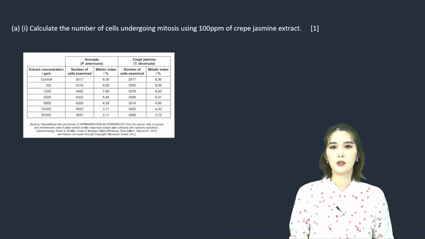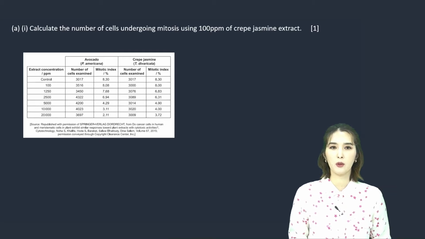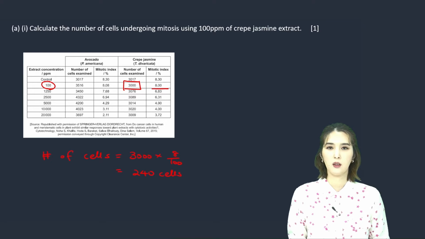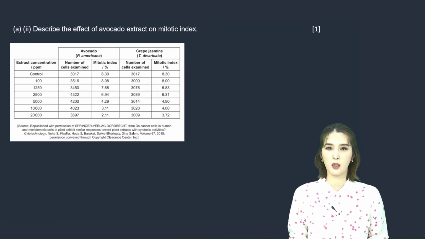The first question asks you to calculate the number of cells undergoing mitosis at the 100 parts per million crepe jasmine extract. And so that would be a total of 3,000 cells. And it gives you the mitotic index of 8%. And so to find the number of cells, we multiply 3,000 by 8%, which is 8 over 100. And that gives us a total of 240 cells. And so that's the number of cells undergoing mitosis at that concentration of crepe jasmine extract.